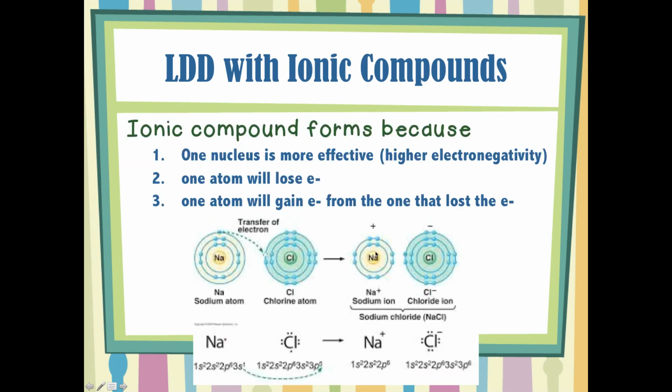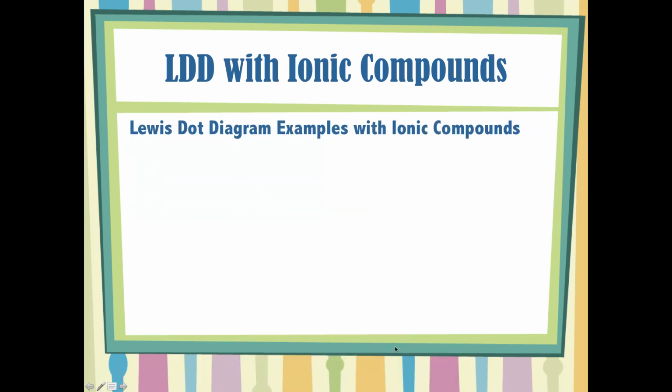And then that's now positive because it lost an electron. This is negative. And then now these two things would connect to form a formula unit. But what I want us to practice is the Lewis dot diagram piece of it. So how do we draw a Lewis dot diagram if we have an ionic compound? Well, let's go back to that example with sodium and fluorine like we did earlier.